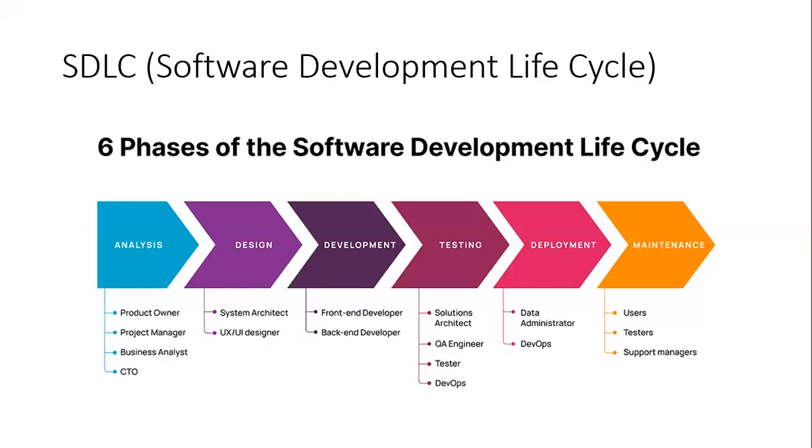In the testing stage, the whole code designed by the developer passes to testing. In the testing stage, the solution architect is also involved, where he sees whether the code is as per the requirements or not. QA is involved. QA tests the code and sees whether it is running and whether the output of this code is as per the requirements or not. The tester also tests the code.